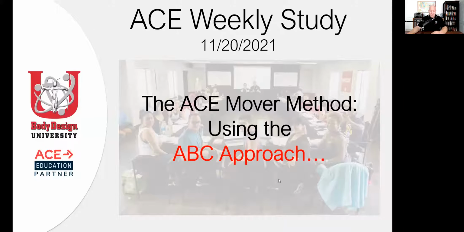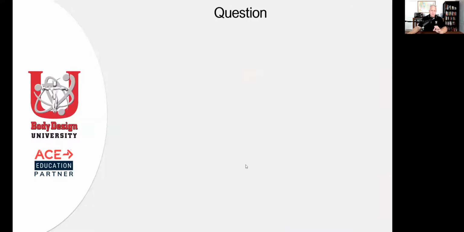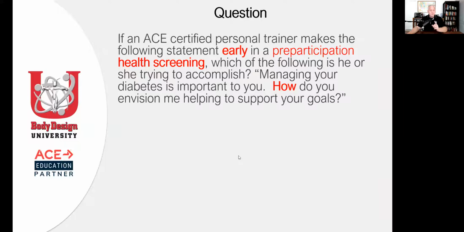So the ACE mover method using the ABC approach. Here was the question. Let's go over this first. A certified trainer makes the following statement, and you'll notice that I've got it in red. I've bolded it so that it should stand out to you. Early in a pre-participation health screening, which of the following is she trying to accomplish? So there is the question, right? The answers we're looking for should match: which of the following is she trying to accomplish?